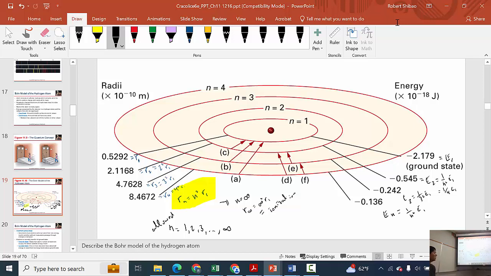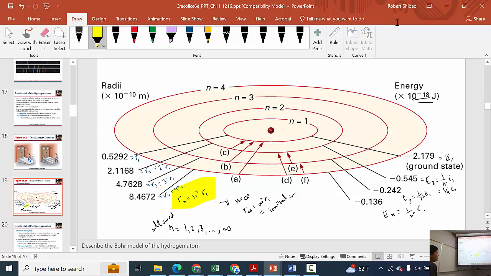Where E1 is given here, times 10 to the minus 18 joules. That seems like an awfully small amount of energy, and it is, but you have to consider that's all in one atom. So this is actually quite a huge amount of energy. If we had a mole of atoms, these energies would be on the order of like 2,000 kilojoules per mole. It's a lot.